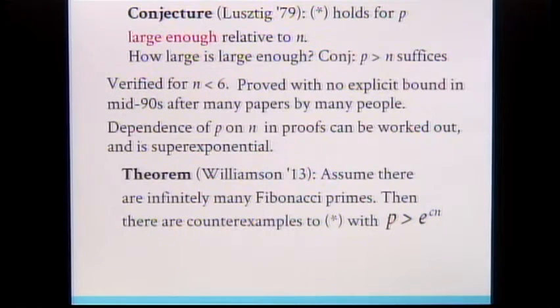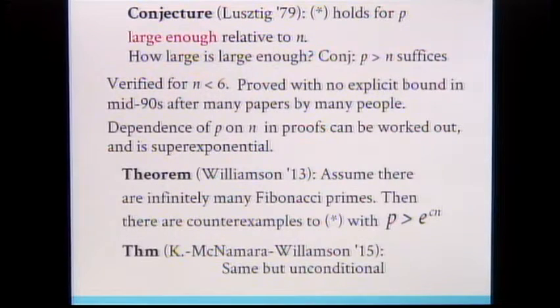People believed this conjecture. They believed the bounds were right. They'd been verified. And the way that he goes about it is amazing. I don't understand a word of this paper. But nevertheless, with Peter McNamara and Geordie, we could remove this assumption. We did not prove that there are infinitely many Fibonacci primes, but managed to circumvent it. And the way to circumvent it is exactly to go to thin orbits.